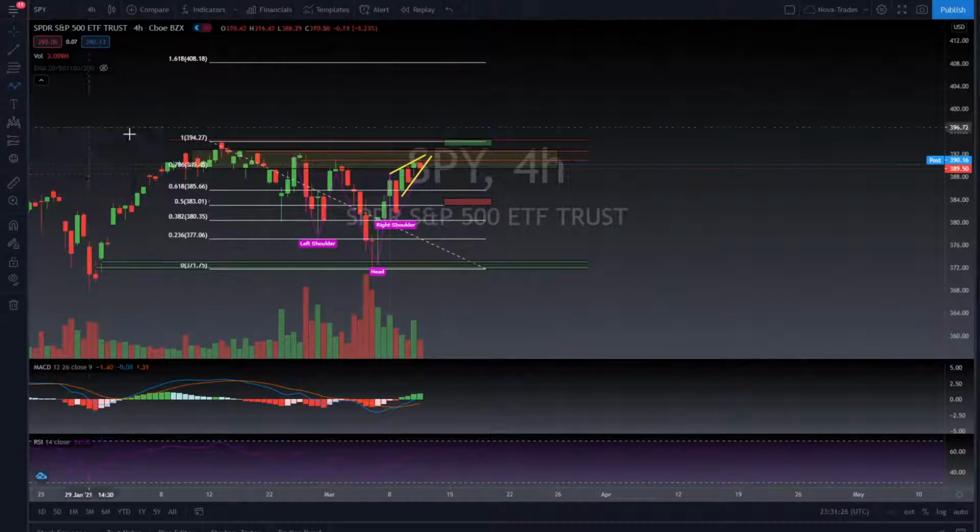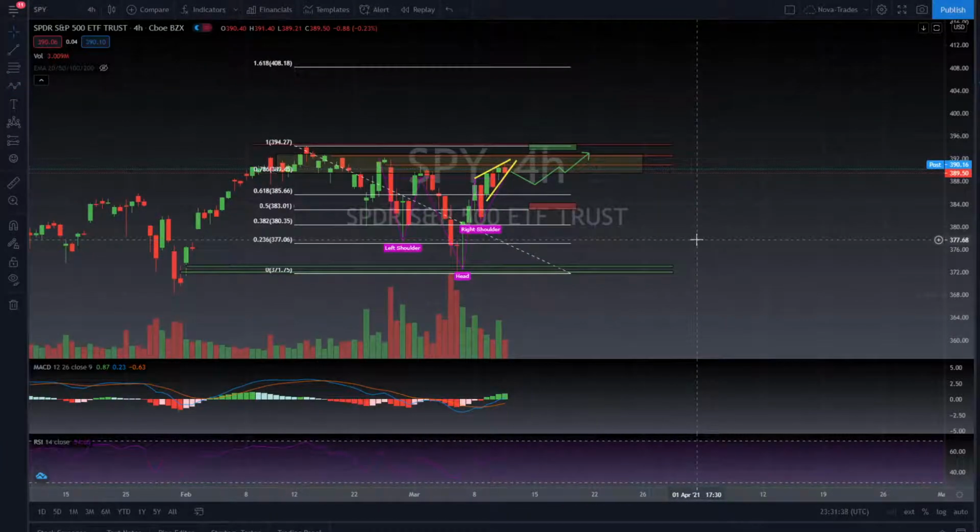What we could see happen is we could open around this 387 level, base off around there, and then come back up, retest, and push through to get to that other level. So those are my predictions. I am bullish for the end of the week.